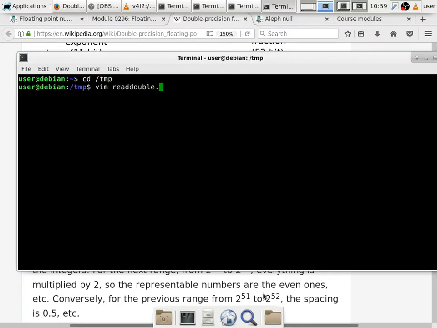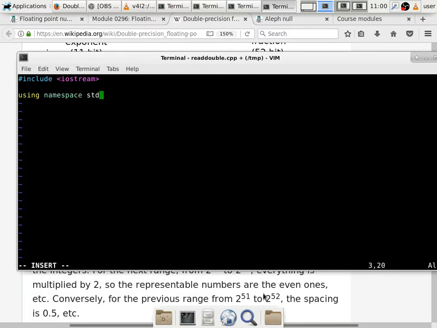I'll just call this Redouble, and I'll try C++. I don't usually write programs in C++, so you guys can help me with this one. Is it iostream? Iostream. Okay. Use namespace std. You don't have to, otherwise you just have to type std. Yeah, like that. And then we have int main.